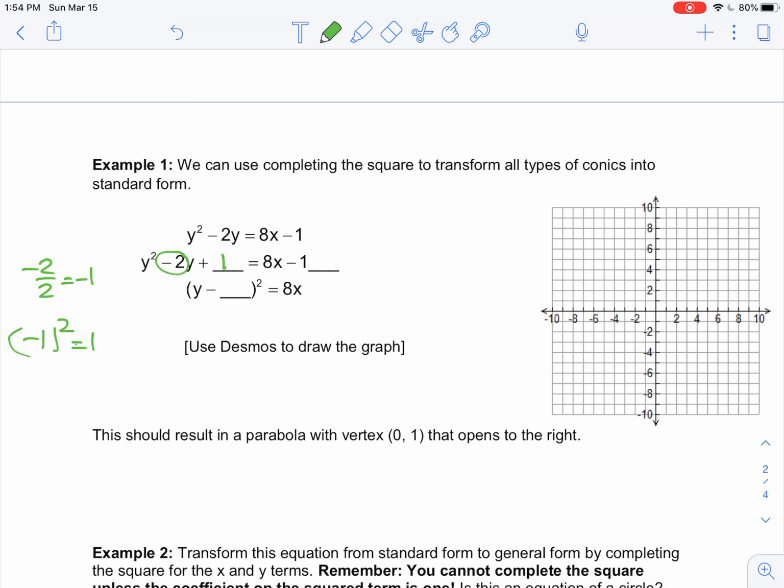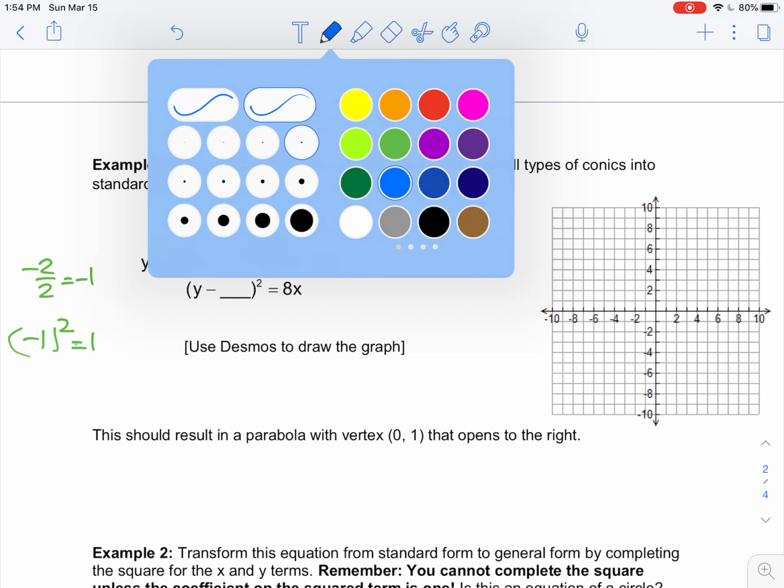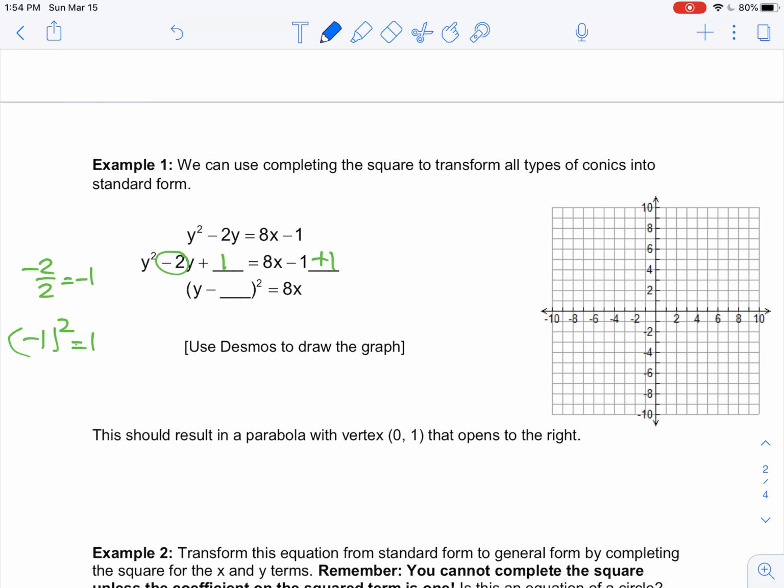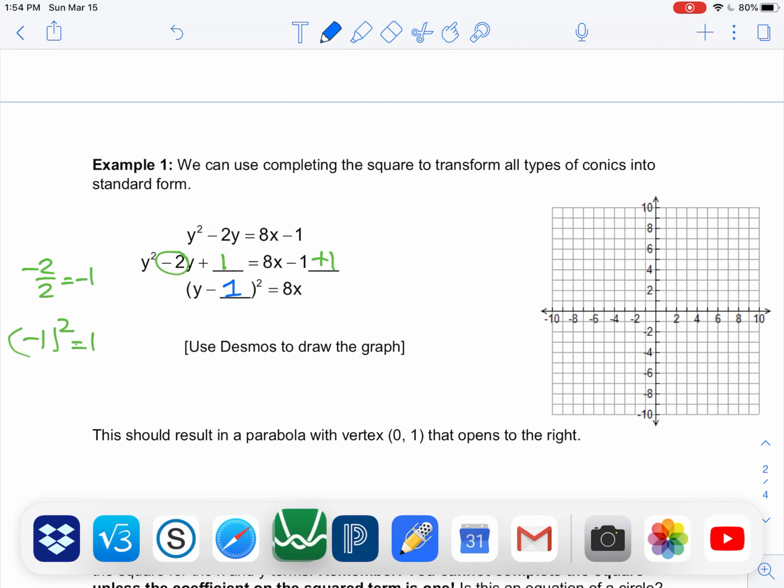If I add that to the left side, I have to add that to the right side to balance my equation. Then I'm looking and trying to factor that. Well, that would be y minus 1 times y minus 1 plus 1 minus 1 cancels itself out. You can use Desmos if you want to draw this graph.